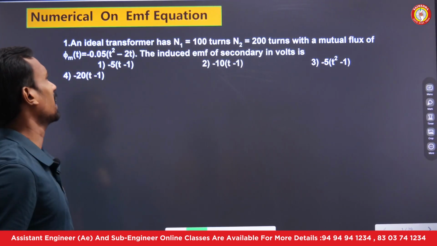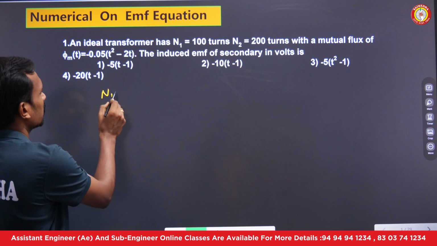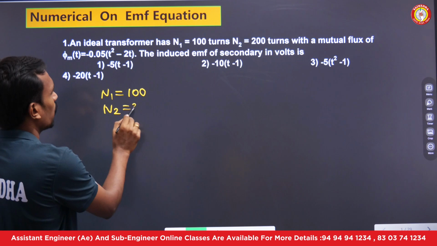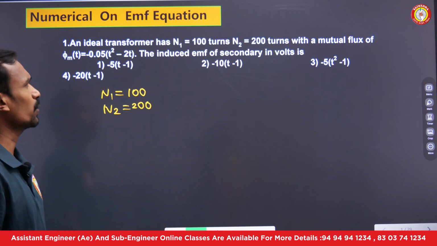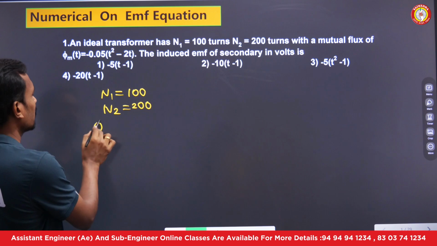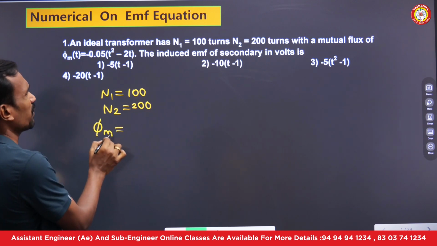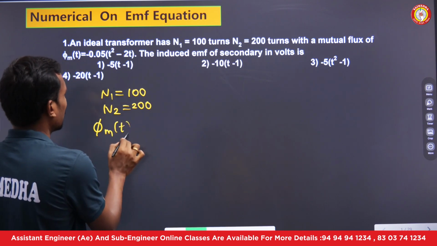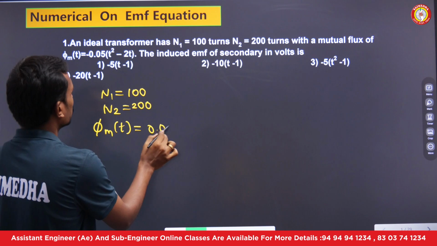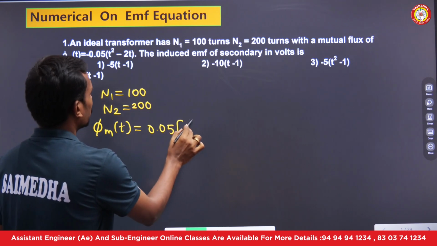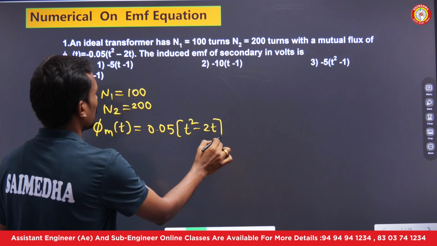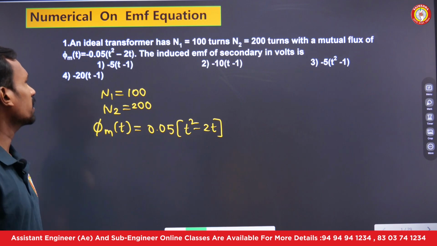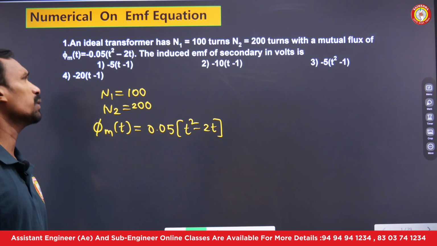An ideal transformer has a primary number of turns of 100 and a secondary number of turns of 200. The mutual flux phi m, as a function of time, is given as 0.05 into t square minus 2t. Now, what is the induced EMF of the secondary in volts?